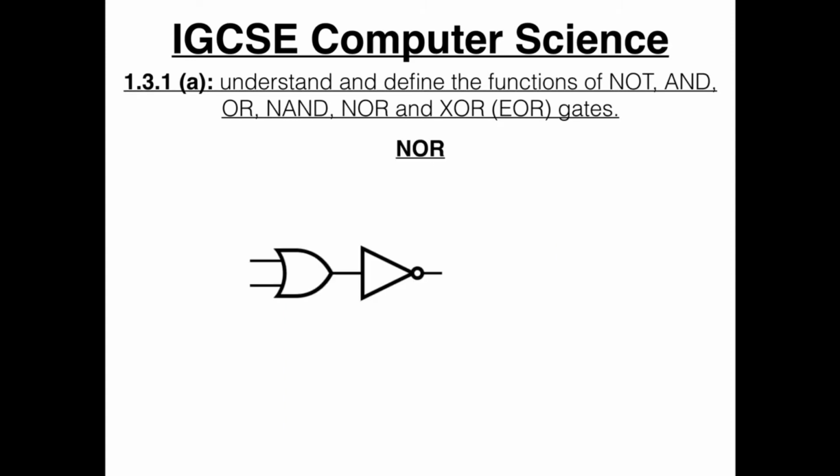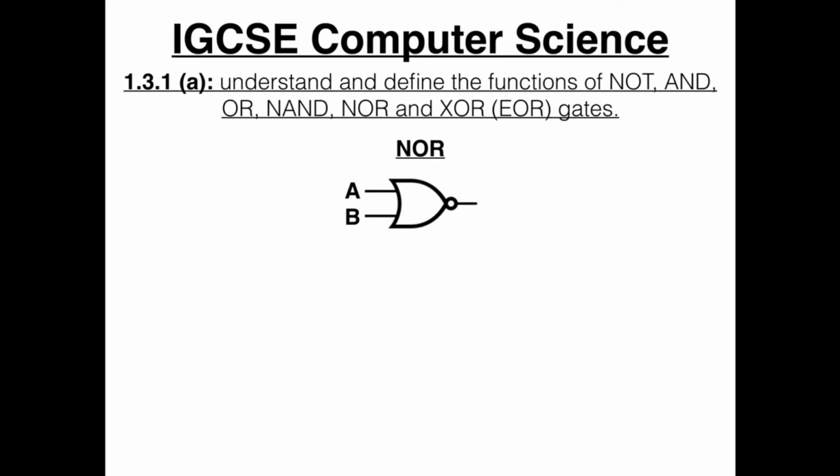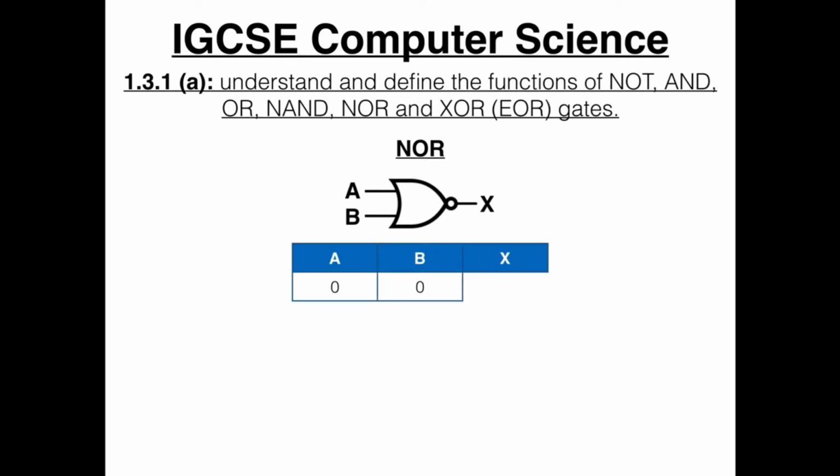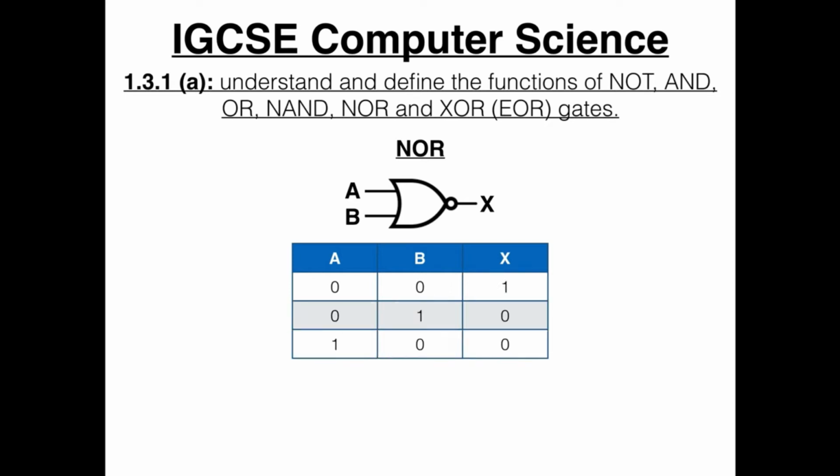So the NOR gate is the same principle. We stick a NOT gate in front of the OR gate to make a NOR gate. So NOT OR. So let's take a look at the truth table for this. So 0, 0, 1 as expected, 0, 1, 0, 1, 0, 0, 1, 1, 0. So this was expected because it's the opposite of the OR gate truth table.